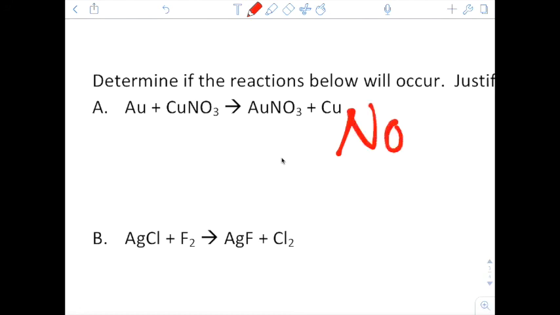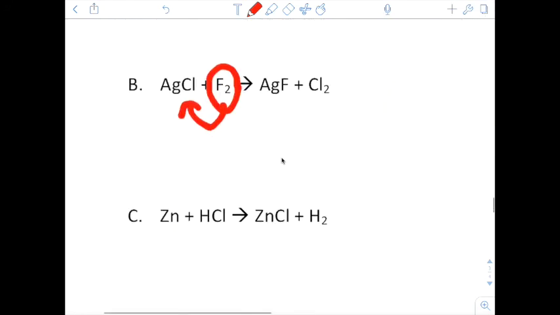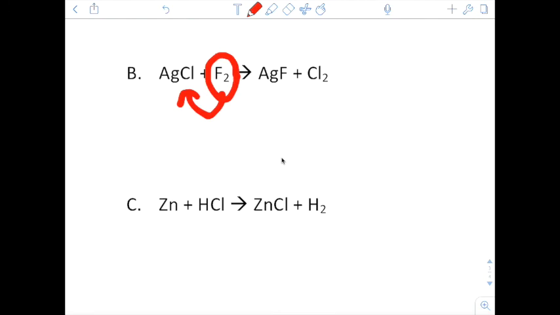The next one, now here we have fluorine by itself. That's a nonmetal, so look on the periodic table. Fluorine is going to try to replace chlorine. Is fluorine higher on the list that we just made? Yes, fluorine is higher, so that reaction will occur. And then our last one, we have zinc trying to replace the hydrogen. Is zinc higher than hydrogen? Yes, it is. So this happens and it produces hydrogen gas.